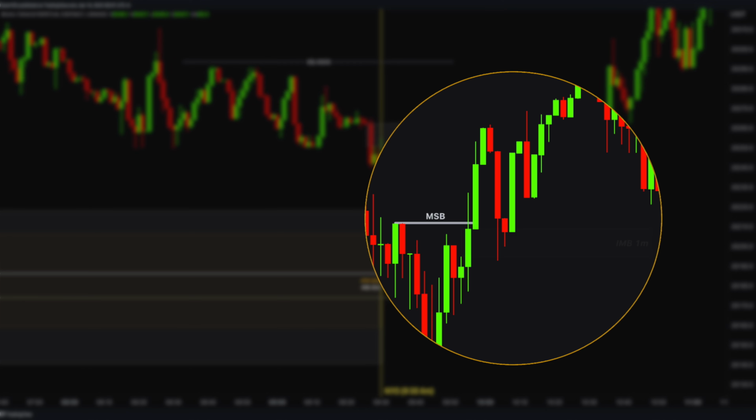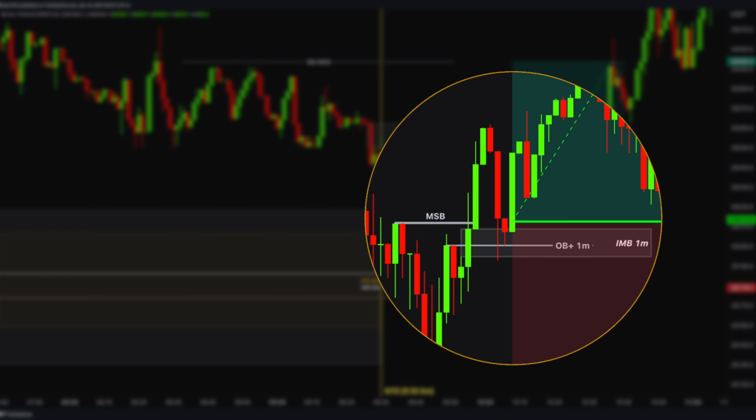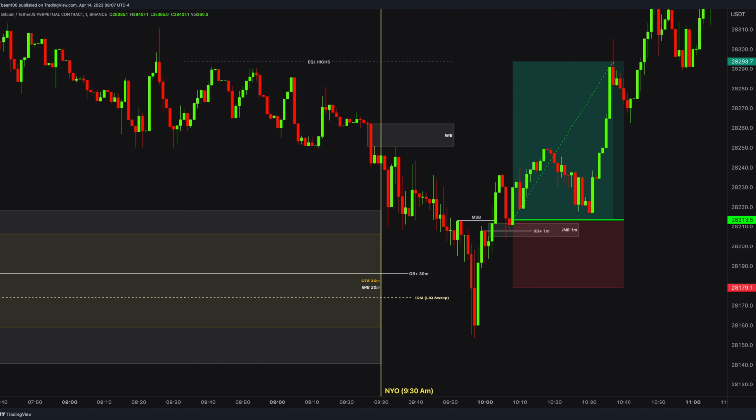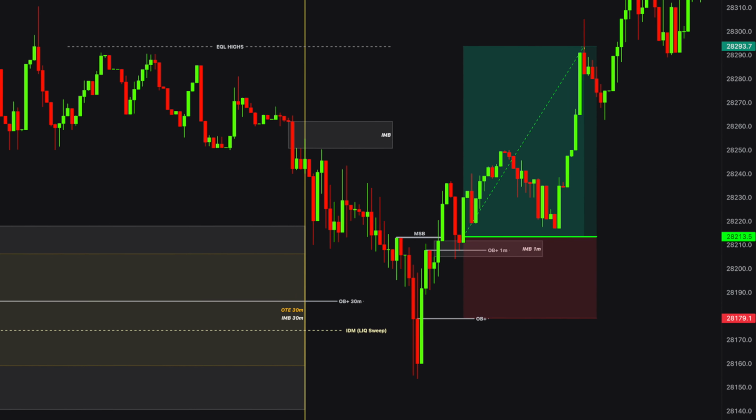This is what I really like. See this nice imbalance and the order block right beside it. This is the location where I made my entry. Now you may ask, why is my stop loss right here around this deep order block?